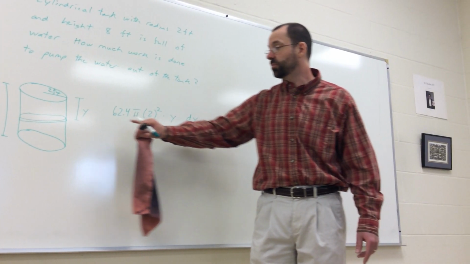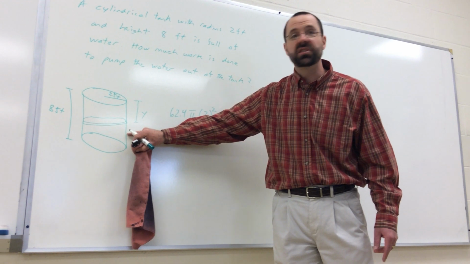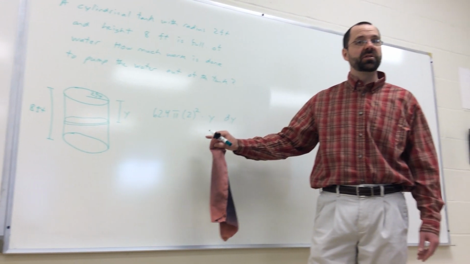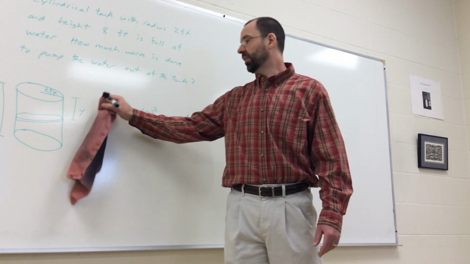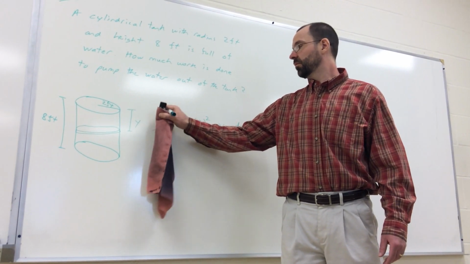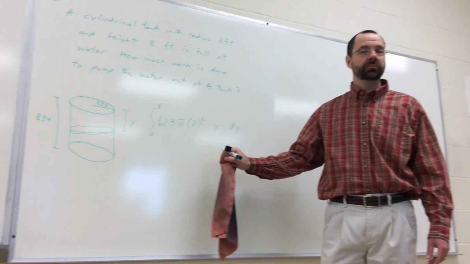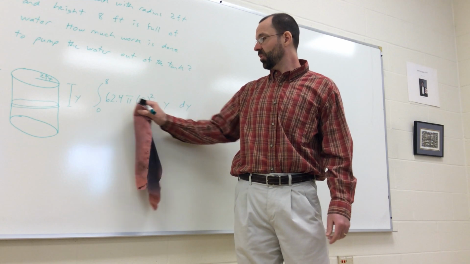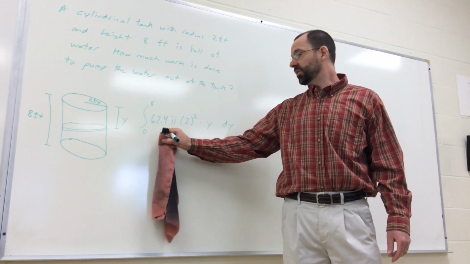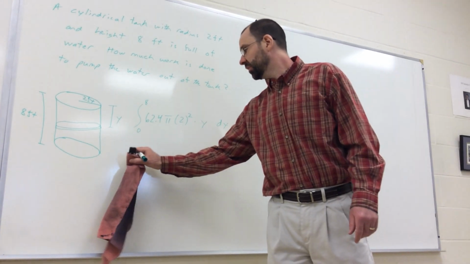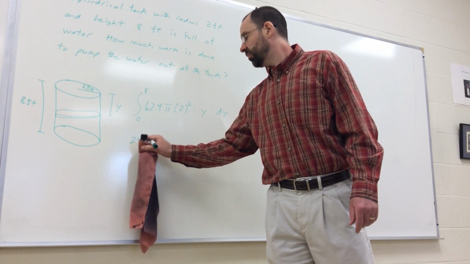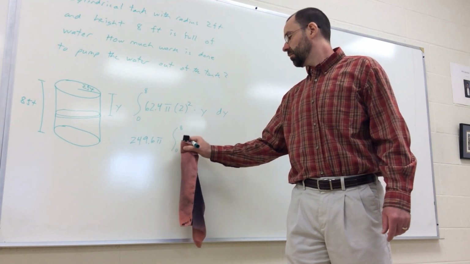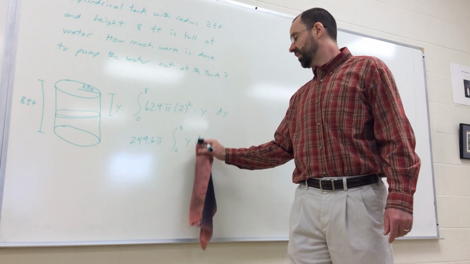Now, of course, we're not going to just move that water. We're also going to move this cylinder of water, and this one, and this one, and this one, and this one. So we have to add up all of those little bits of work. So we're going to integrate that from 0 to 8. Okay, so then 4 times 62.4 is 249.6, I believe. So I'm going to pull that out just because that's a constant.